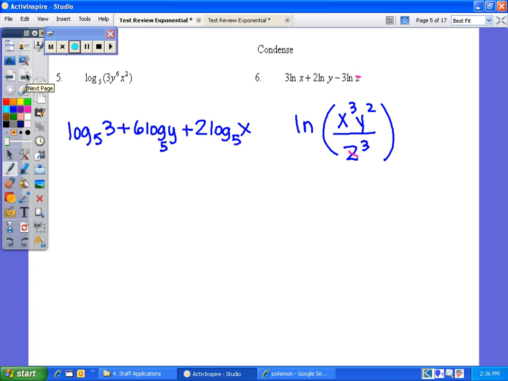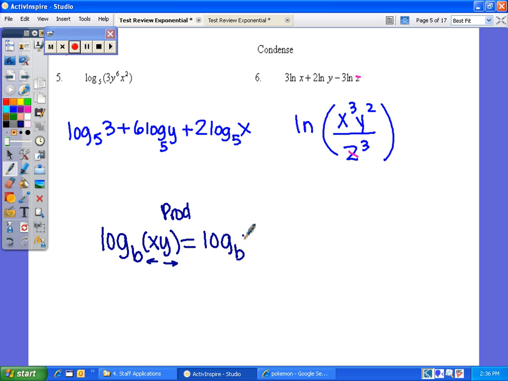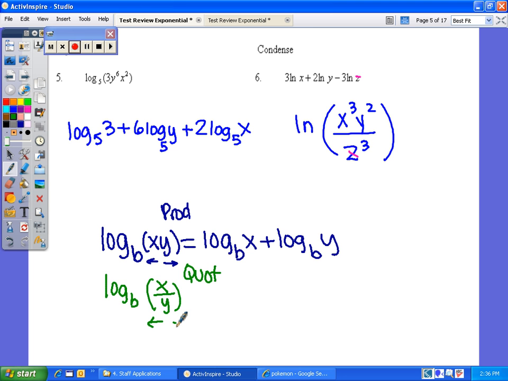Alright, remember we're talking about expanding and condensing. You have to remember these rules. You have to remember your product rule, which means that if two things are being multiplied, you can split them apart by using a plus. Remember your quotient rule, because this will not be given to you. And that says that if you have things that are being divided, you can split them apart by using subtraction.